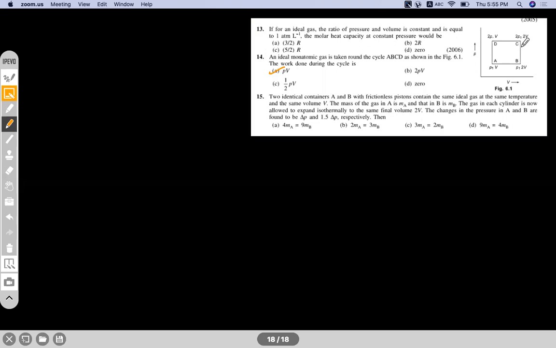See, in 15th one, what happens is simple question. It's not that difficult, okay? Two identical containers, A and B, with frictionless piston, contain the same ideal gas at the same temperature and the same volume. Right? Same ideal gas, same temperature, same volume. The mass of the gas in A is MA and that of B is MB. Gas in the cylinder is now allowed to expand isothermally to the same final volume 2V. The change in pressure in A and B is given, then the mass relation we need to find out.